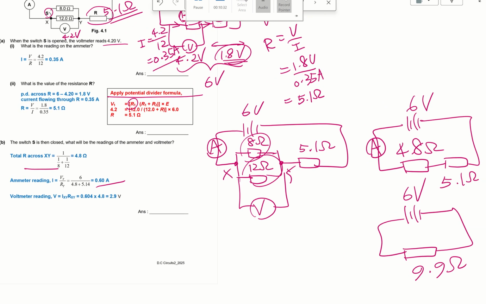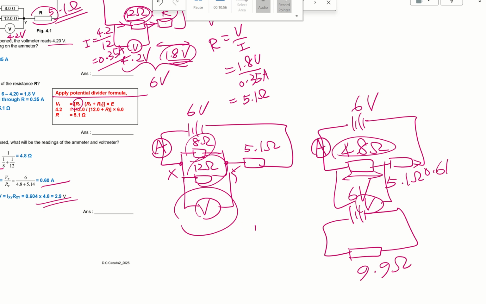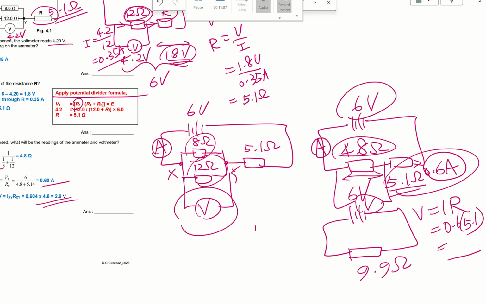Okay, and once I know the current flowing through 0.6 ampere, I need to find the reading on the voltmeter, and because their equivalent resistance is 4.8 ohm, the voltage across it will be 0.6 multiplied by 4.8, and I'll get 2.9 volts. Okay, or I can verify by using the current through the 5.1 ohm. I find the V equals to IR. I find the V 0.6 multiplied by 5.1, so I get a certain value. 6 minus this value, I should get 2.9 volts. Okay, so actually DC circuit, there are many ways to solve the question.